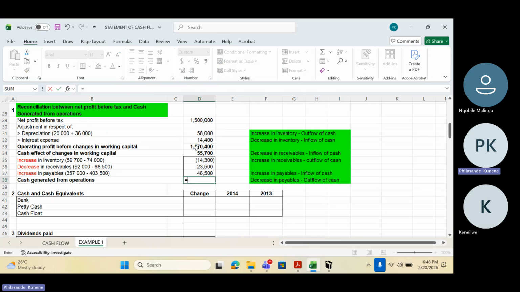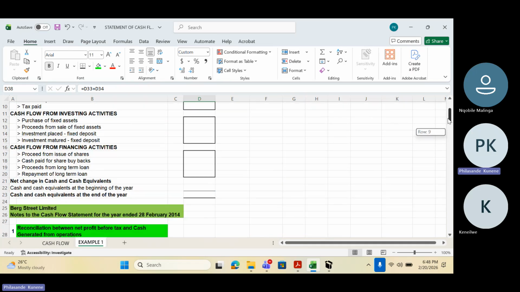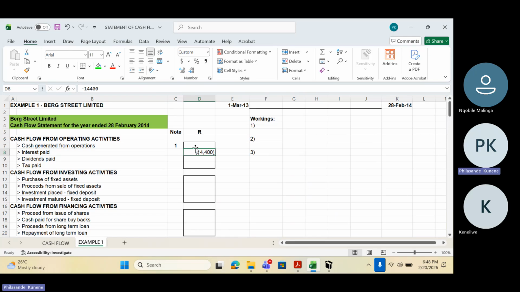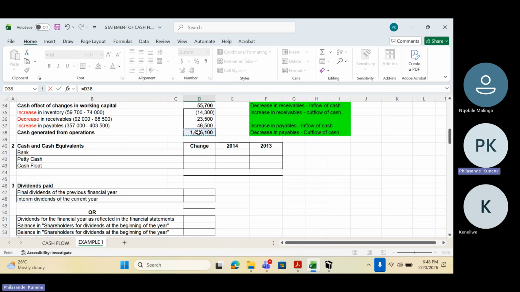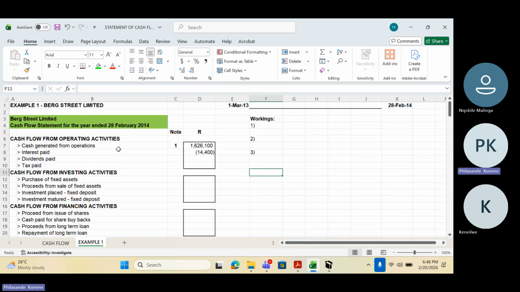And then my cash generated from operations is going to be 1,626,100 rands. So that is the amount that I'll take and record here. That is the amount that is going to sit in my cash generated from operations.